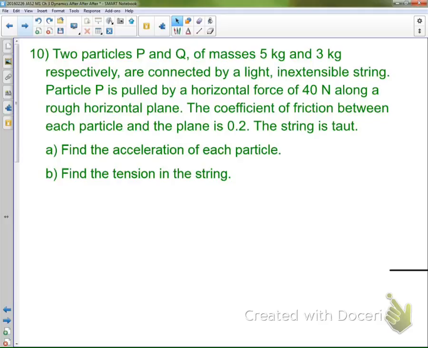In this example, we've got two particles connected by a piece of string. We're told what the mass of each particle is, and one of those particles is pulled along by a force of 40 newtons. And we are on a rough horizontal plane, so we are going to need to take into account friction. Now this sort of problem is fairly typical of a connected particles question. You might see it modelling things like cars pulling a caravan or something like that. So, as usual, we want to start by drawing a diagram.